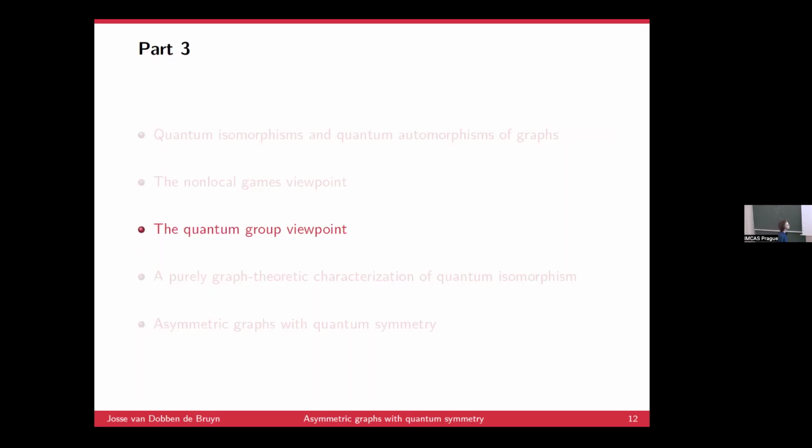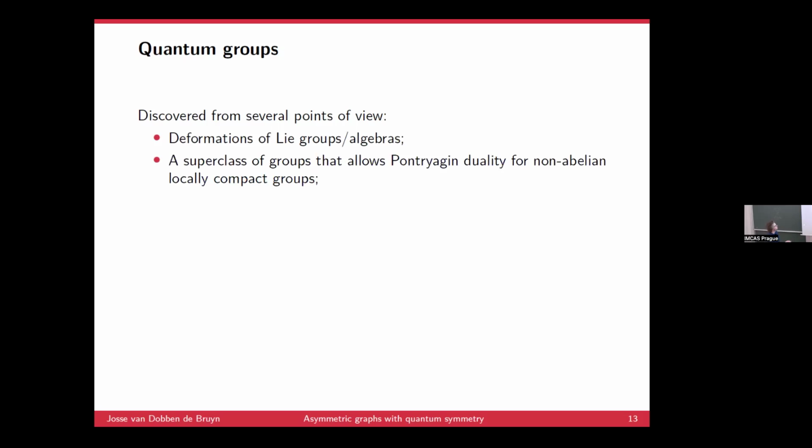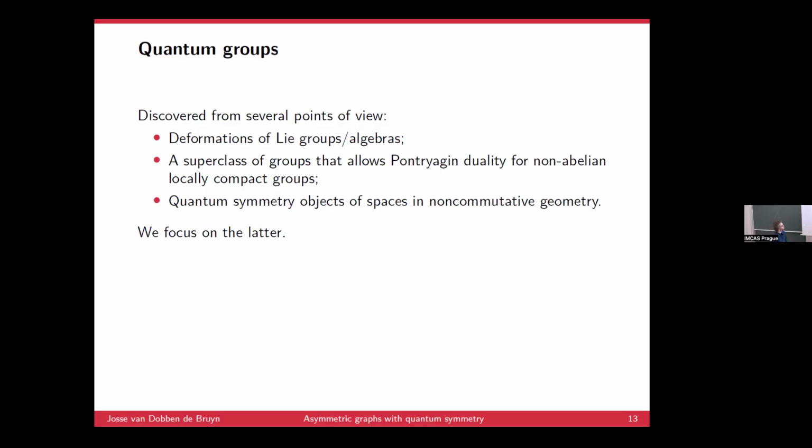Okay. Now quantum groups. Some of you will be more familiar with this, so just a brief recap. Quantum groups, you can view them as deformations of Lie groups. You can view them as a superclass of groups that allows you to extend Pontryagin duality to non-abelian groups. And you can also view them as the quantum symmetry objects of spaces in non-commutative geometry. And I will be focusing on the last viewpoint.